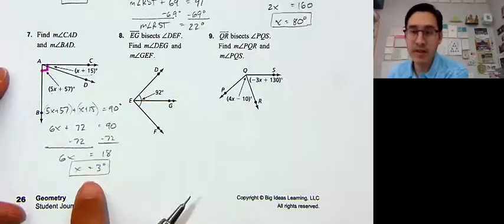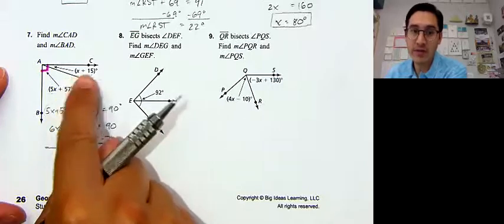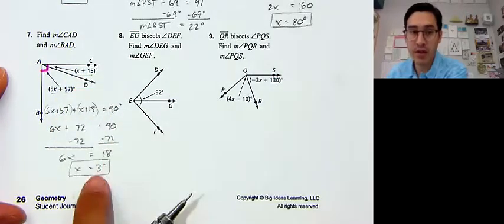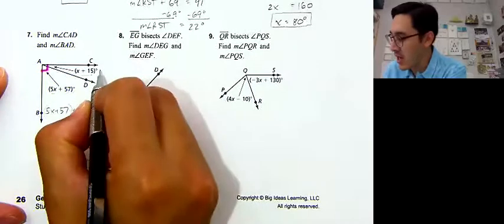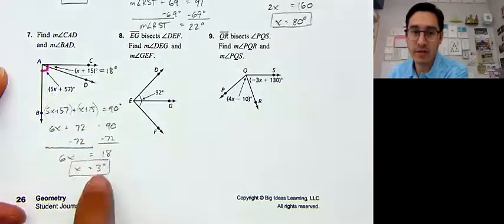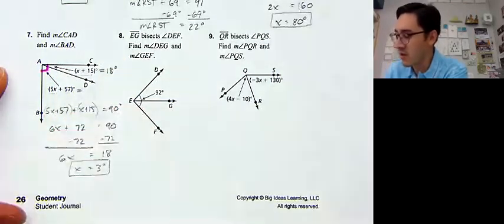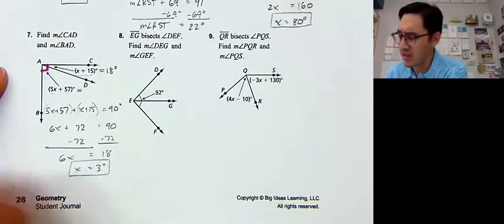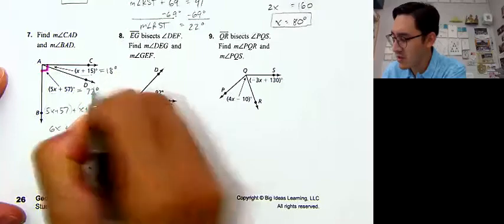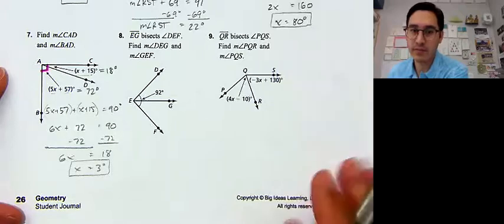Now keep in mind, this is not the final answer. This is just the value of x, but the angles are x plus 15, right? So if we take 3 plus an extra 15, then we know that angle would be 18 degrees. And this is going to be 5x, so 5 times 3, which is 15, plus another 57. So 15 and 57 would be 72 degrees. And you can just double check that these two values sum to 90 degrees.